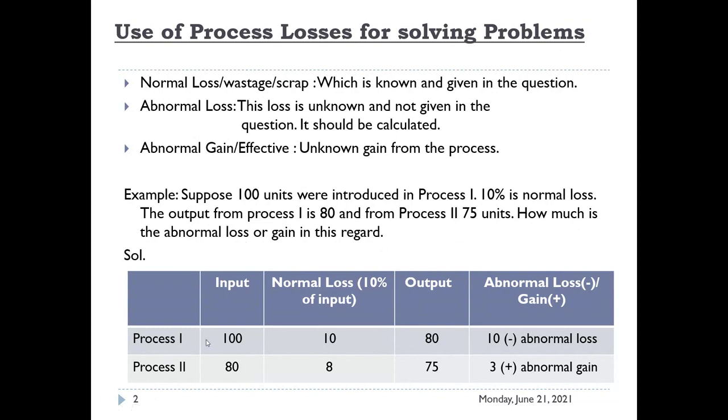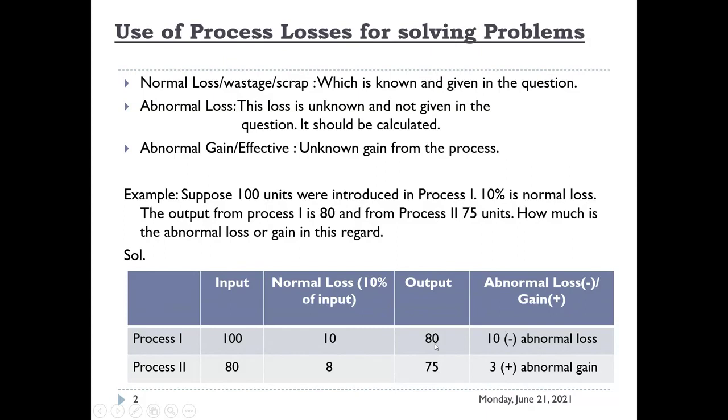In the first process, you see our input is 100 and our loss is 10%. Then our output from process 1 is 80. You see, 100 minus 10, we should get 90 units, but we are getting 80 units. That means another 10 units, which is unknown. This is called abnormal loss.